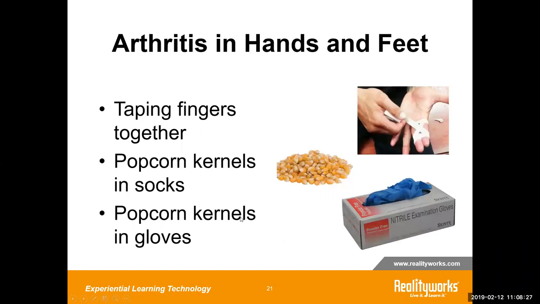Now, for arthritis in hands and feet, you could tape together the thumb and forefinger of your dominant hand and then bind the three fingers of the other hand to restrict movement and fine motor skills. Now, popcorn kernels placed in socks and shoes can also simulate the foot pain associated with things like poor circulation, neuropathy, and arthritis. And then if you put your hands in gloves filled with unpopped popcorn kernels, it can dull the fingers' ability to feel, also simulating arthritis.